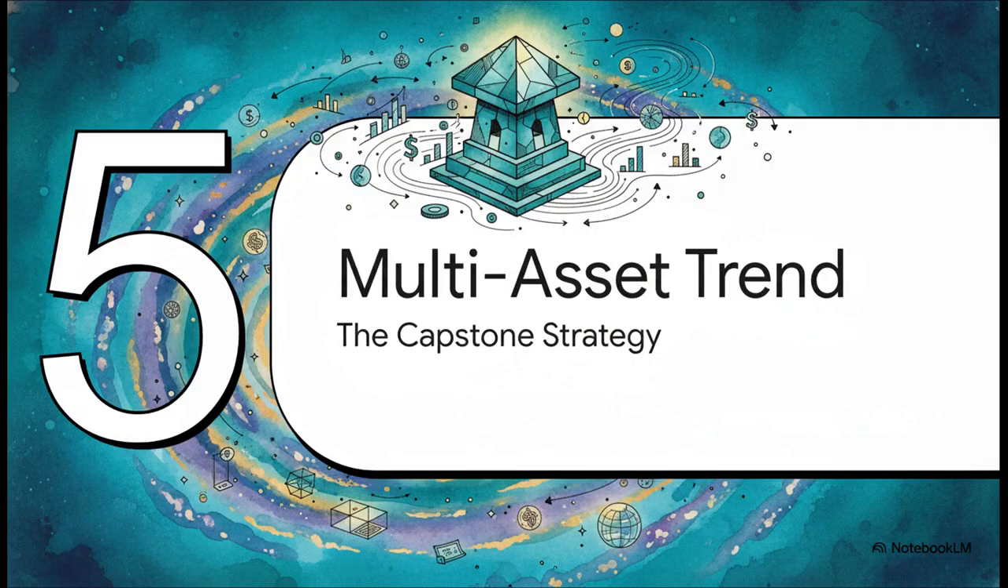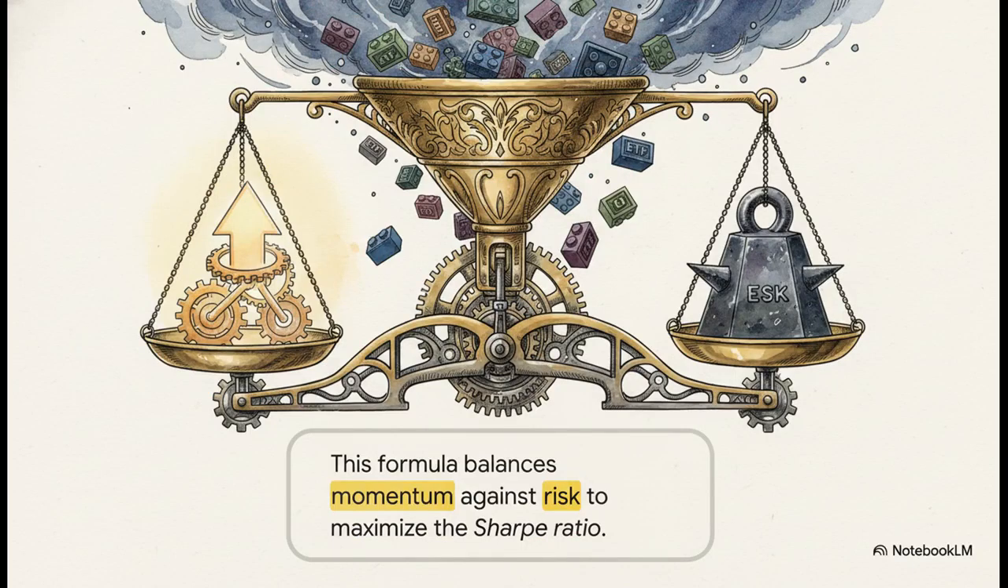Section 5. Multi-asset trend following. Strategy 7. The capstone. All right, we've finally reached the top of the abstraction stack. For strategy 7, we take our massive, universe-wide bucket of ETF Lego blocks, equities, bonds, gold, commodities, all of it, and we rigorously filter them. They must have a positive cumulative return, and they absolutely must be trading above their long-term moving average. Only the strongest survive this cut.